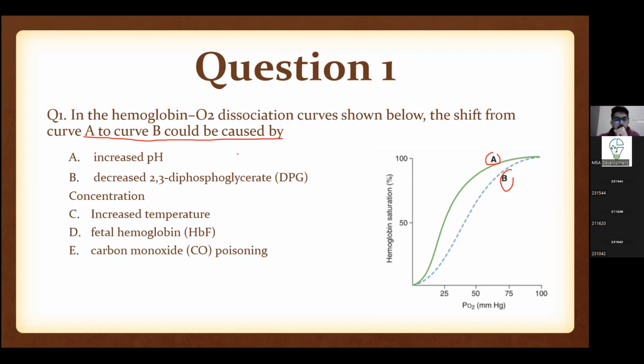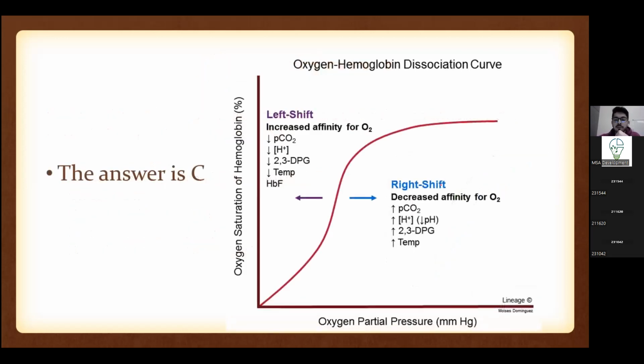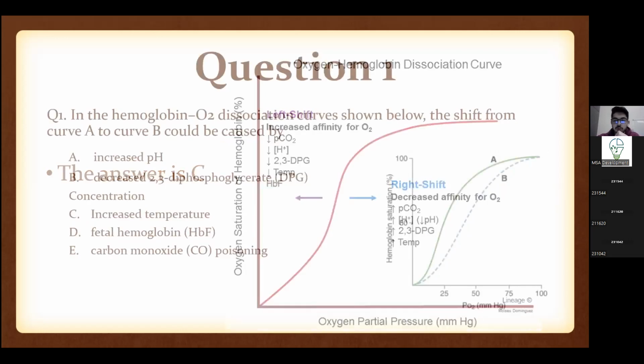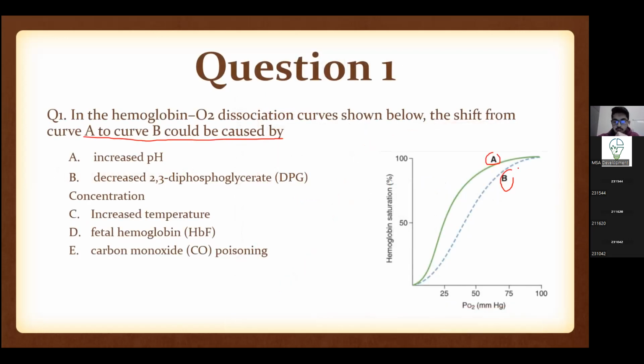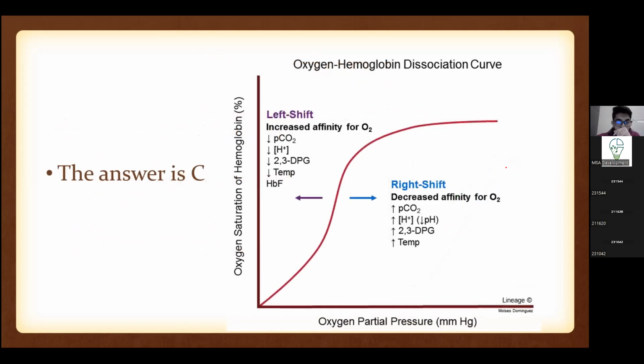C. Okay, that's okay. Good. I'm glad you understand. So basically, C is the correct answer. Remember, what are the four factors that can cause a shift to the right? So this is again a shift to the right. What are the four factors that can cause a shift to the right? These are increase in CO2, increase in H plus, increase in biphosphoglycerate, and an increase in temperature. And you see that there is a mnemonic, cadet faces right.